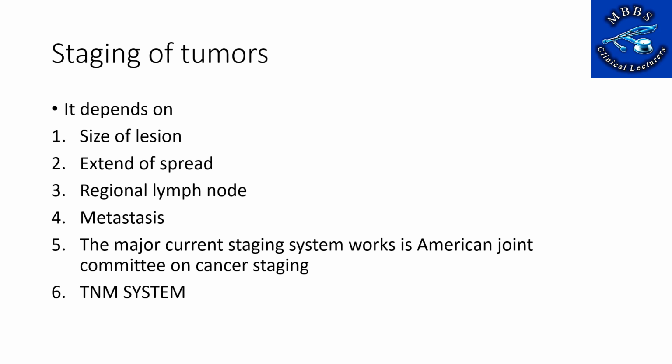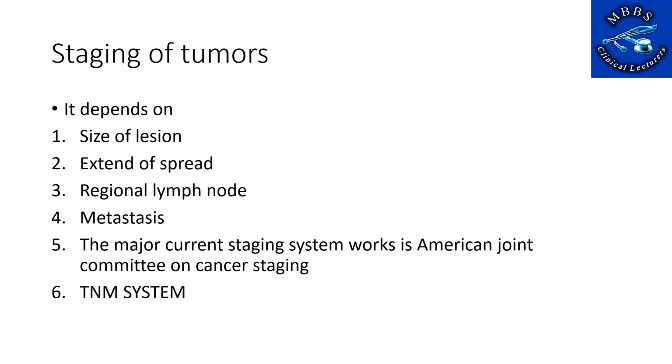Then the fourth one is the metastasis of the tumor. This is also a very important topic, how many organs are involved by the tumor. For example, with a tumor of the uterus, like choriocarcinoma, if it has metastasized to the lung, the prognosis is extremely worse.